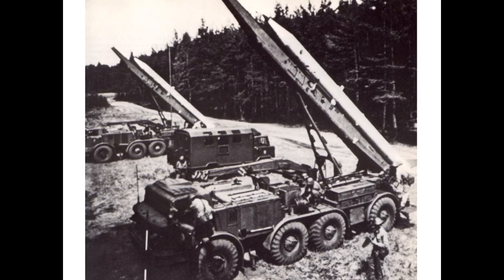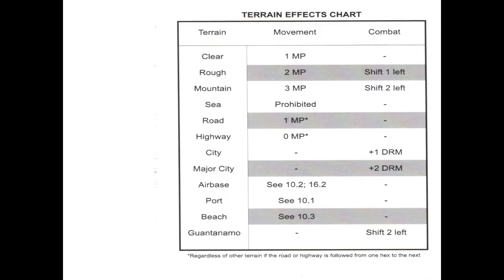The Soviets, during the crisis, also had Luna missiles, what are later called Frog missiles, free rocket over ground, number 7s. And these can be used to be fired at the Americans. And one of the Soviet players is responsible just for these systems. So this is a terrain effects chart.